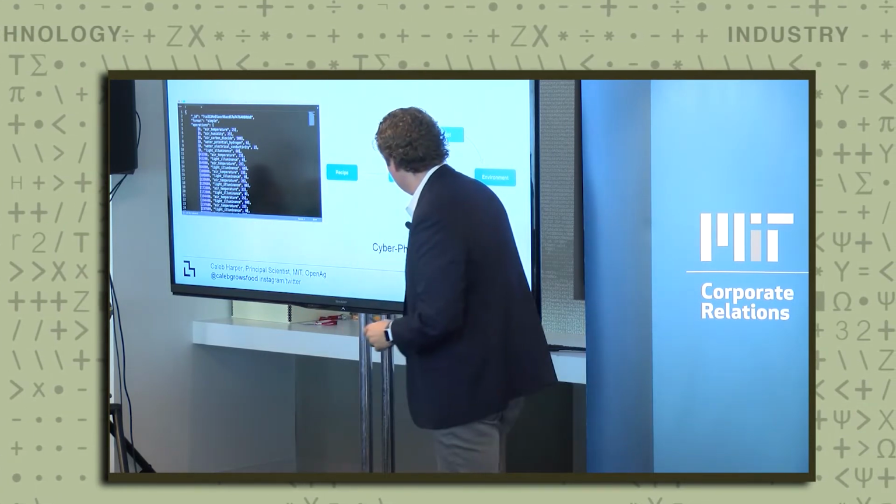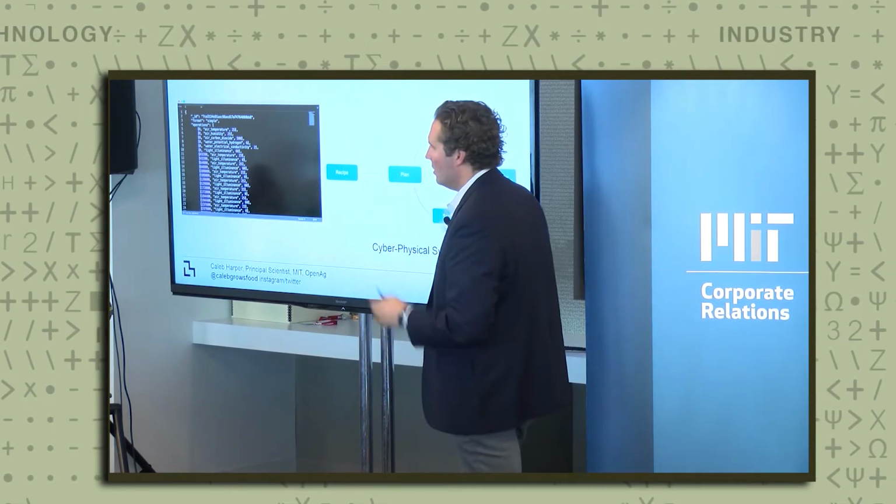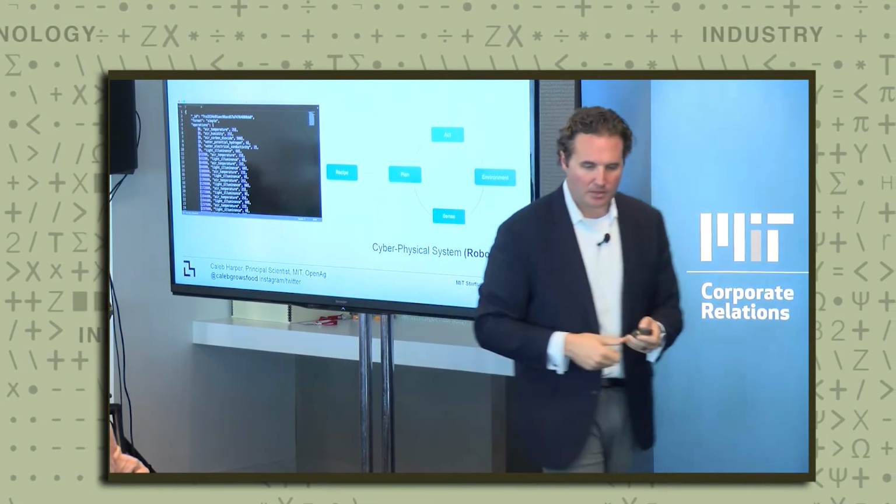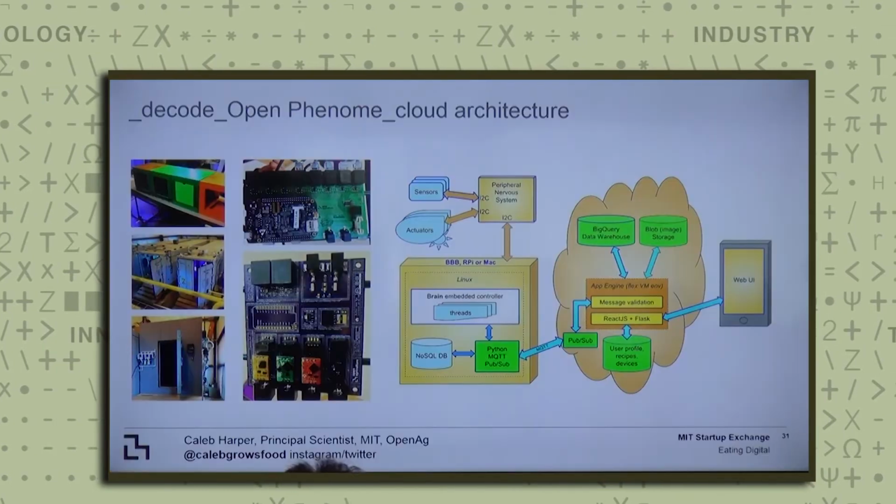Then we put that into what we call our cyber-physical system, or our robot, because that robot is able to collect data and do things on its own through actuation. This is what our whole system looks like.